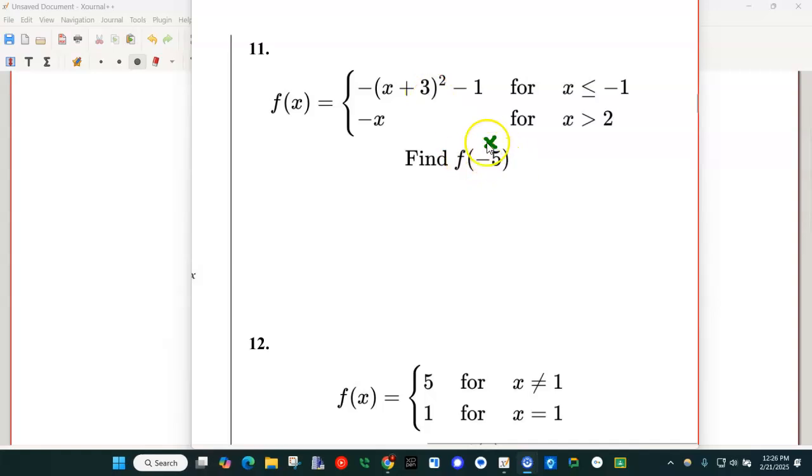So we're going to plug in this for one or the other, not both. So you have to find out which domain does -5 belong to. Does -5 belong to this one? X is less than or equal to -1. Or does it belong to this one? X is bigger than 2. So what is -5? Is that bigger than 2 or is it less than -1? Yep, it's the top one. So that means we don't use this, right? We're only going to plug it into the first one.